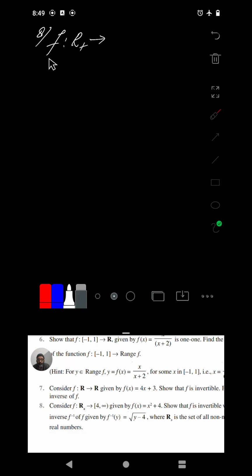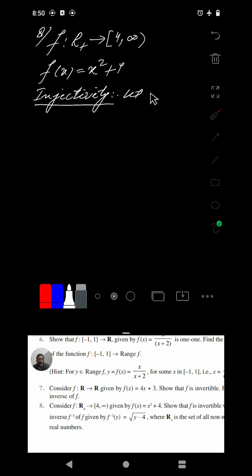Now in question number 8, f is defined as a function from all the non-negative real numbers to the semi-closed interval [4, infinity). It is defined by f(x) is equal to x square plus 4. Show that f is invertible. First part of the question is we need to show that f(x) is invertible. So let us talk about injectivity first.